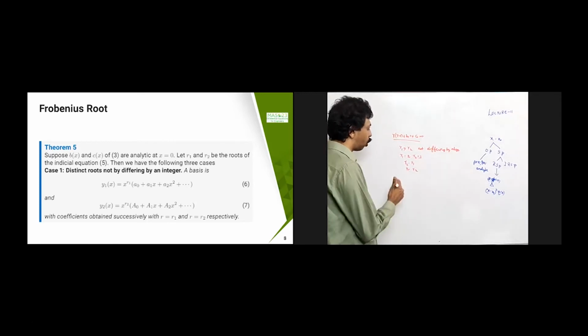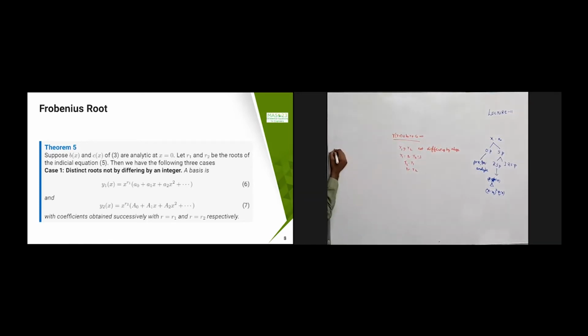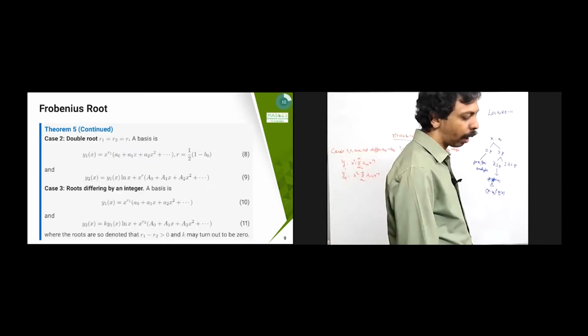Then in that case, case 1 is saying R1 and R2 are not differing by an integer. So in this case, I have y1 equal to x power r1 summation m equal to 0 to infinity am into x power m is going to be one solution, where am can be determined. y2 is nothing but x power r2 into summation m equal to 0 to infinity am into x power m, where a different constant is going to come. Okay, so this is the solution, so y1, y2 can be obtained in this way.